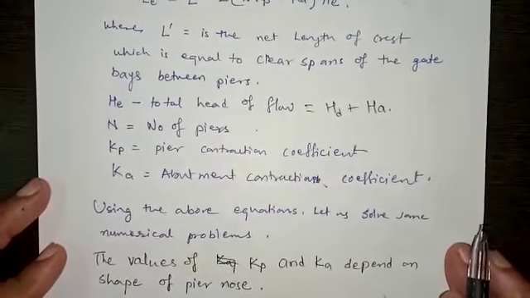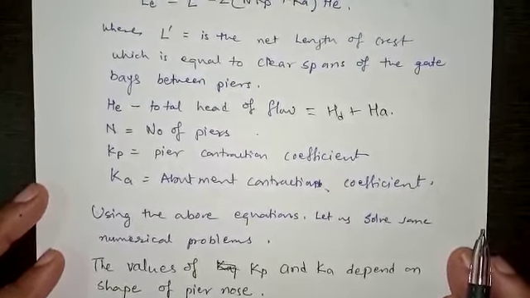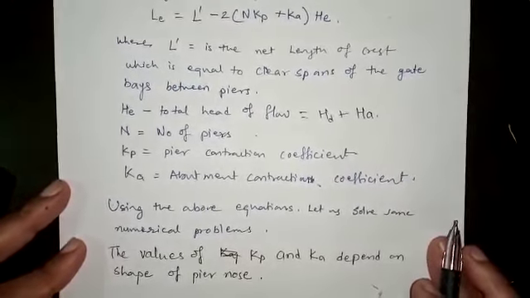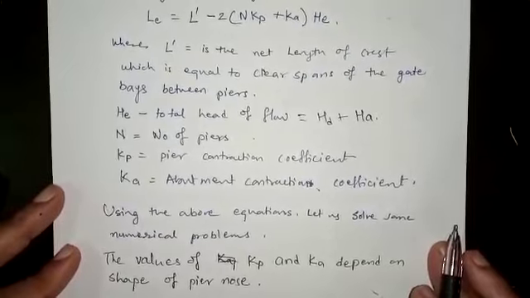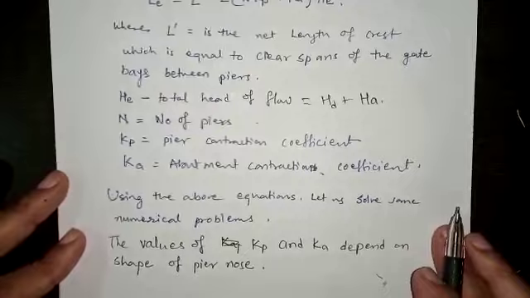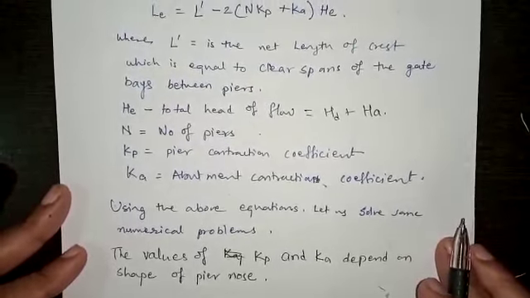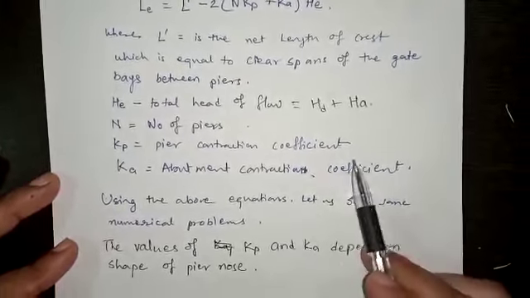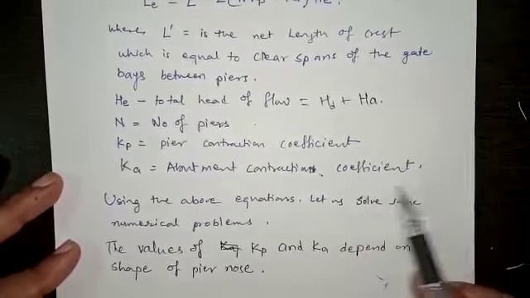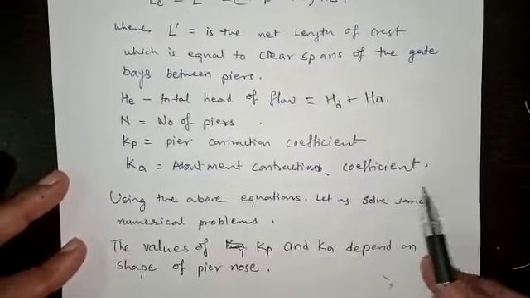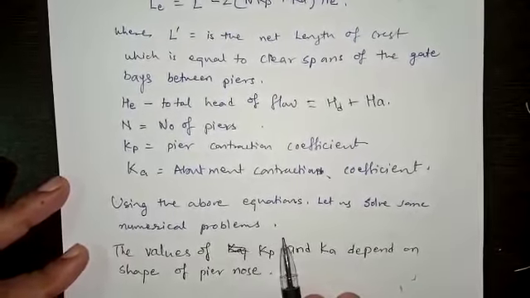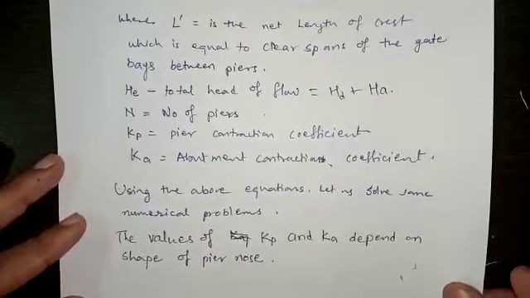N is the number of piers provided over the spillway, which will be equal to the number of spans provided minus 1. Kp is the pier contraction coefficient and Ka is the abutment contraction coefficient. These depend on the shape of the nose of the pier and the shape of the abutment. Using the above equations, let us solve some numerical problems.